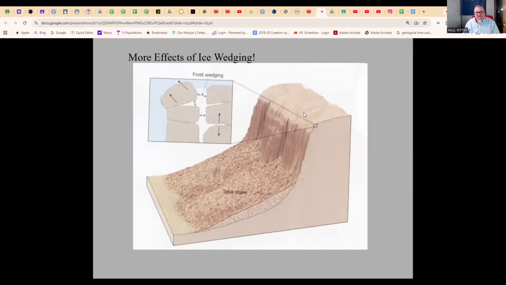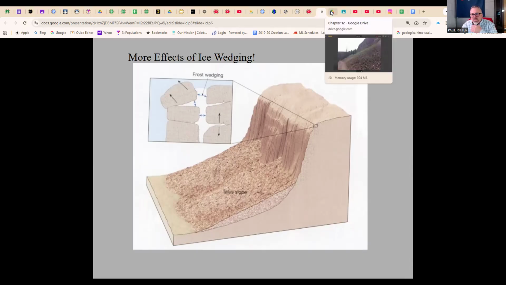Okay. This is what we call a talus slope. A talus slope. And this is the freezing, thawing, freezing, thawing, freezing, thawing. Anyhow, so when you look at this, basically this freezing thawing drops off. This is a good example.